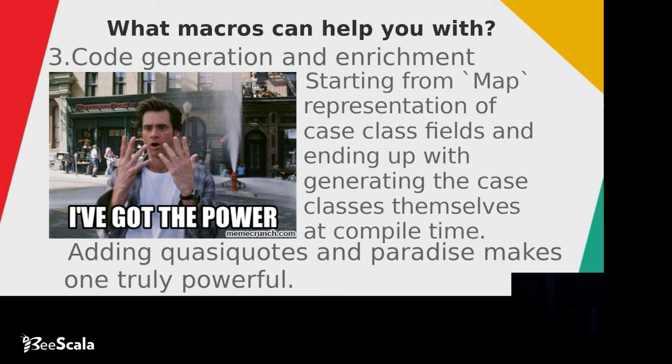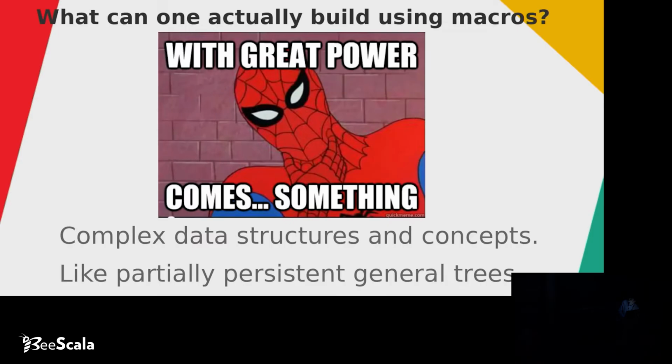And we use for that, I would say, the most needed things like quasiquotes, because writing the ASTs on your own is not the best and the most pleasant way. Quasiquotes just come to the rescue. And the paradise, because paradise gives you the macro annotations, which are also nice things and which actually help to enrich the classes. Yeah. So with that great power, we can do something. Actually, it depends on what you need.